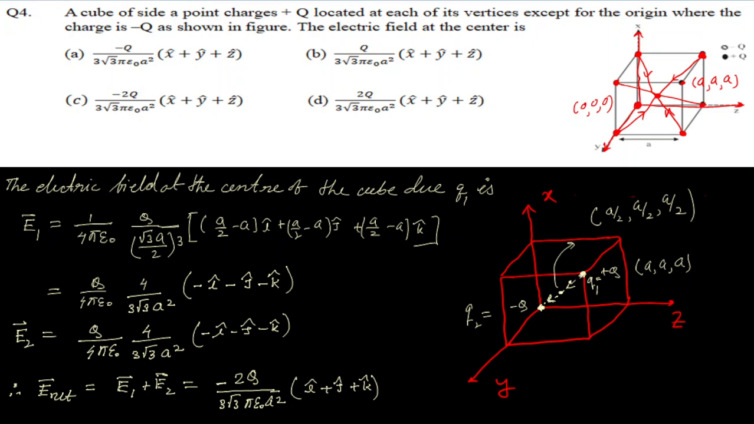The i cap, j cap, k cap are the same as x cap, y cap, z cap. You can write x cap, y cap, z cap, or you can write i cap, j cap, k cap. Both are actually the same. So in this case, what will be our correct answer? The correct answer will be option C. So option C is the correct answer. Okay, good.